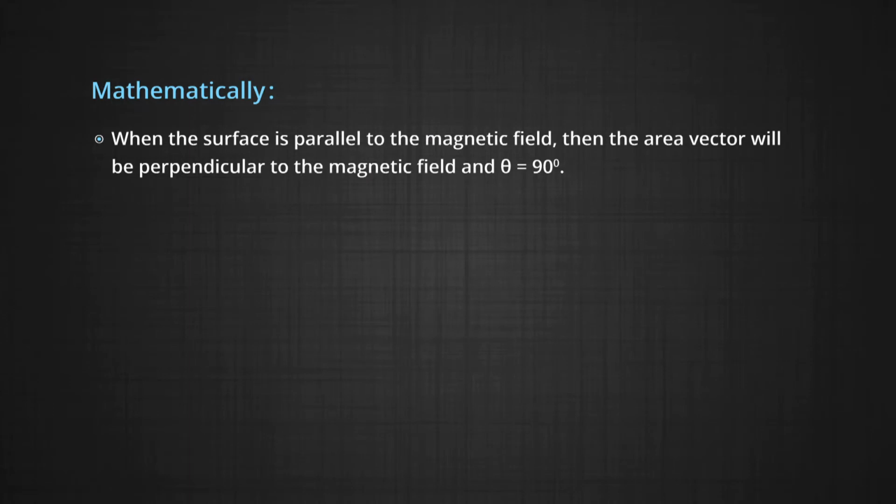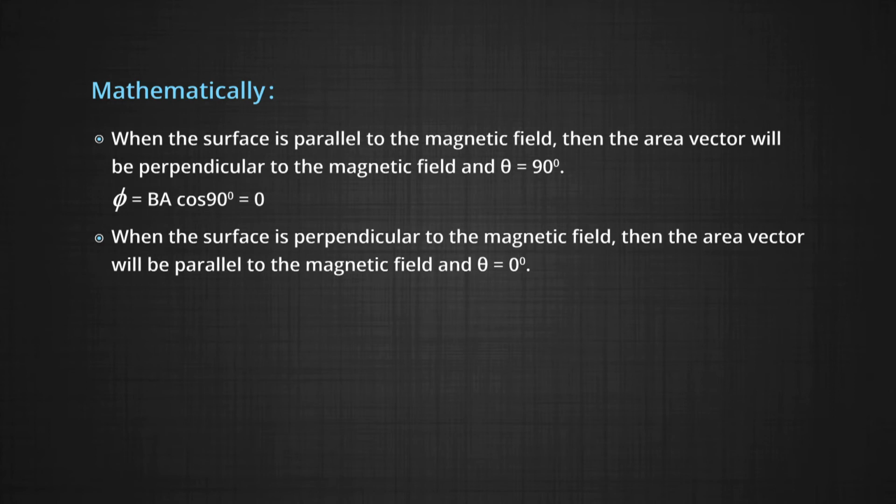So, mathematically, when the surface is parallel to the magnetic field, then the area vector will be perpendicular to the magnetic field and theta will be equal to 90 degrees. So, phi will be equal to BA cos 90, which is equal to 0. When the surface is perpendicular to the magnetic field, then the area vector will be parallel to the magnetic field and theta will be equal to 0. So, phi will be equal to BA cos 0, which is equal to BA and is the maximum value of the flux.